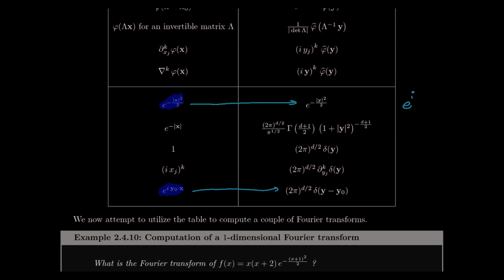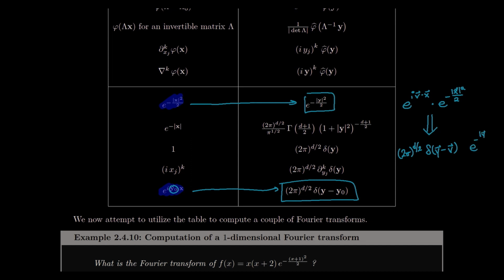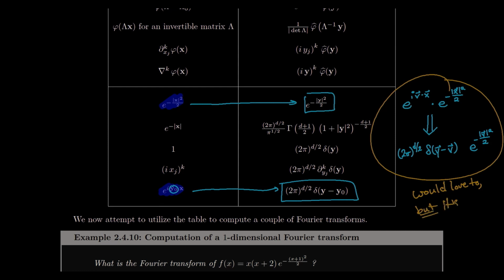I would love to just do something like e to the i v dot x multiplying e to the minus x squared over 2. I would love to say that this transforms to, what is this ugly looking thing, 2 pi to the d over 2 delta of y minus, now let's keep in mind that the vector I'm looking at here is actually v, so y minus v, and then the Gaussian just turns into a Gaussian, e to the minus y squared over 2. I would love to do this, okay? Would love to, but it's just a little more complicated.